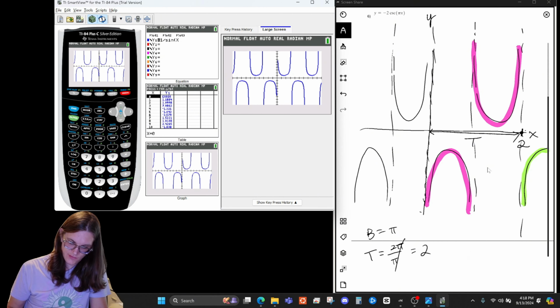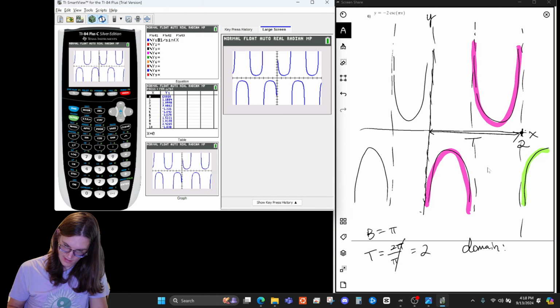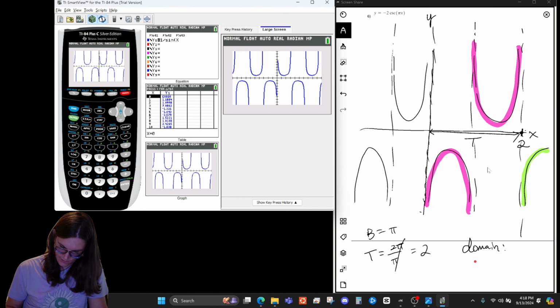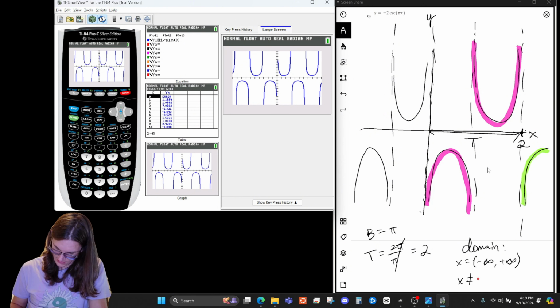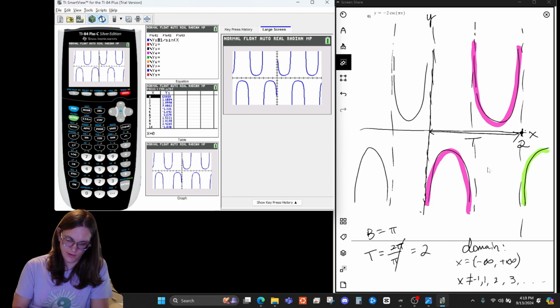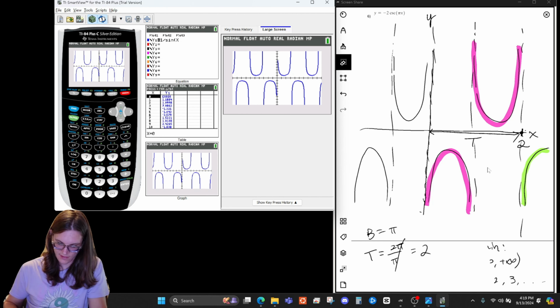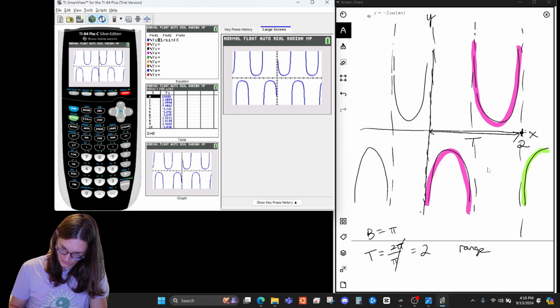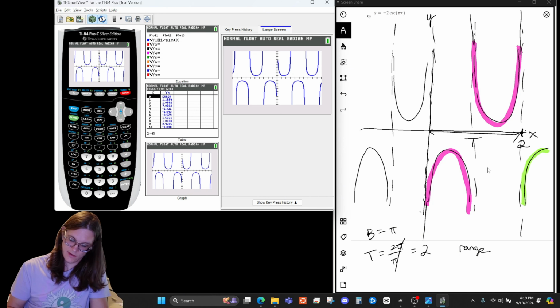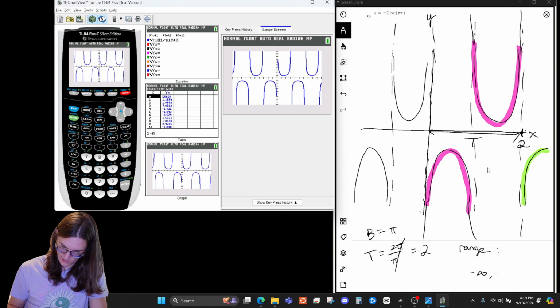Domain and range. The domain is going to be any x except 1, 2, 3, -1. There's more mathematically correct ways to write that, but this isn't that class. So in the range, considering the graph goes up to infinity here, and up to infinity here, and down to infinity here, and down to infinity here, the range is negative infinity to positive infinity.